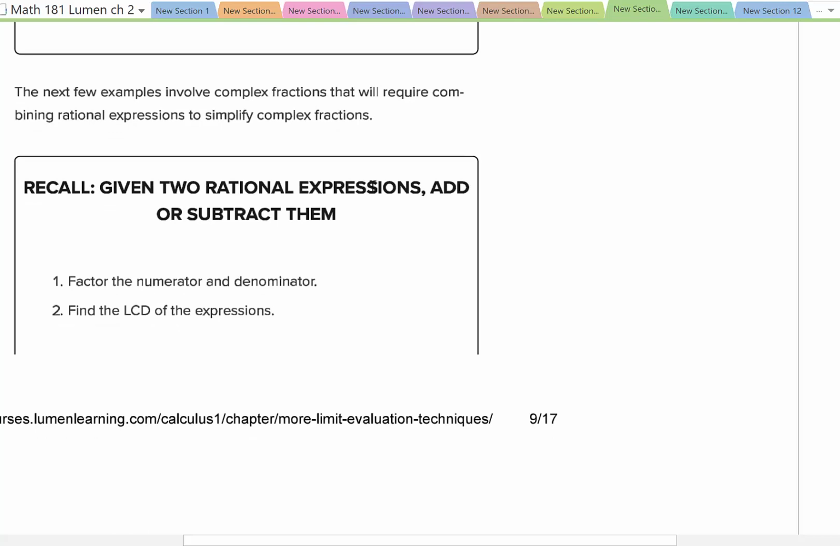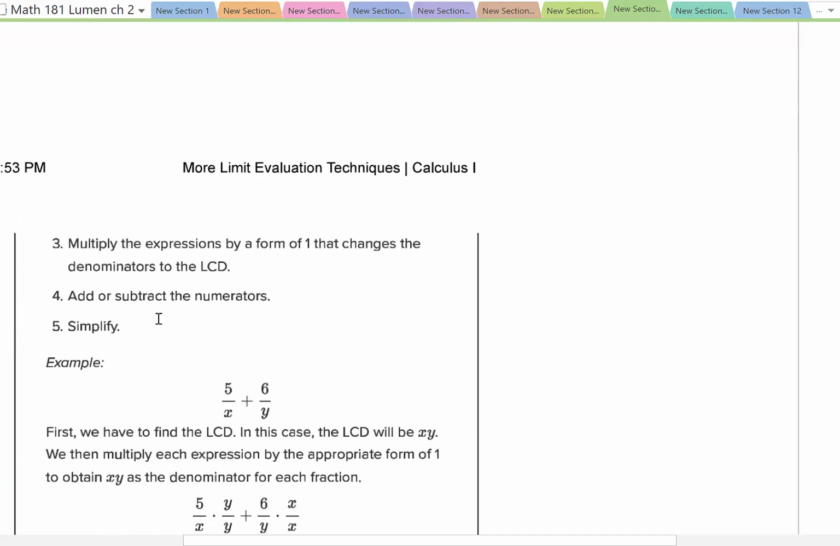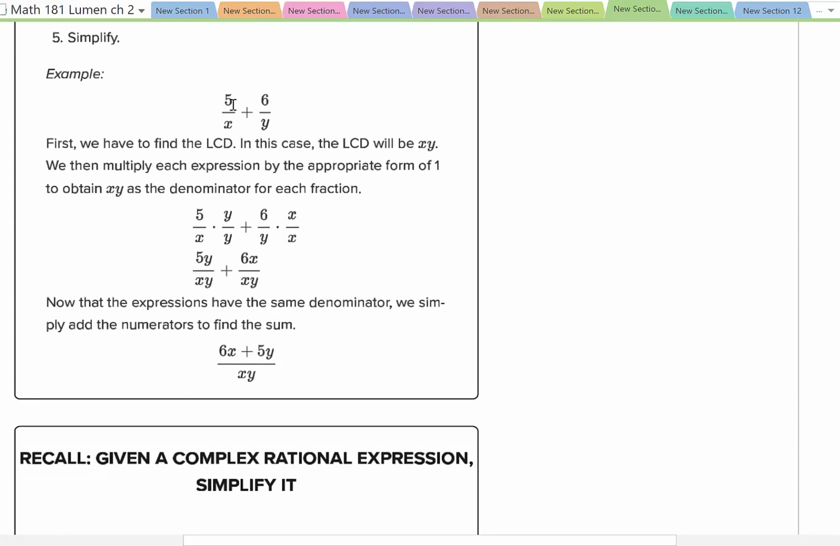Recall, given two rational expressions, add or subtract them. So factor the numerator and denominator, find the least common denominator of the expression, and then multiply the expressions by the form of one that changes the denominators to the least common denominator, add or subtract the numerators, and simplify. So they're given this example, the common denominator is xy, so we're going to multiply by y over y for the 5 over x, multiply by x over x for the 6 over y, and we end up with 5y over xy plus 6x over xy, and that gives us 6x plus 5y over xy.